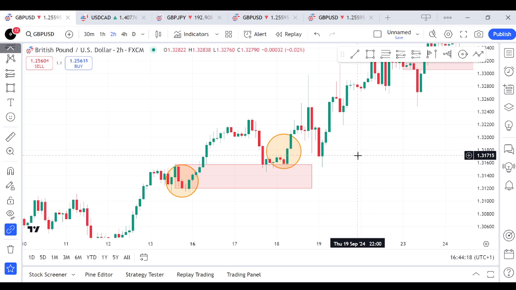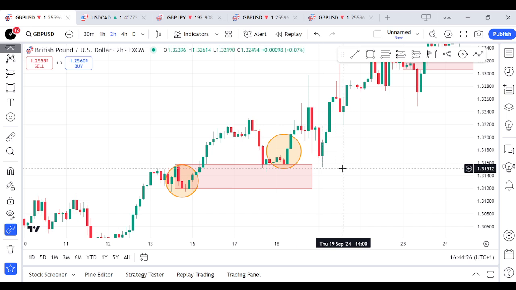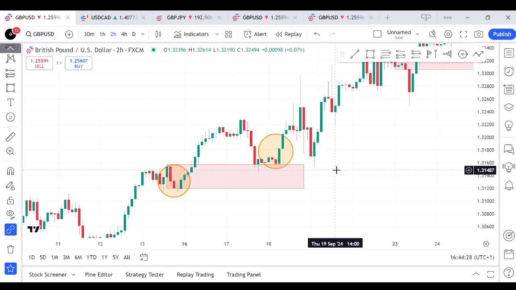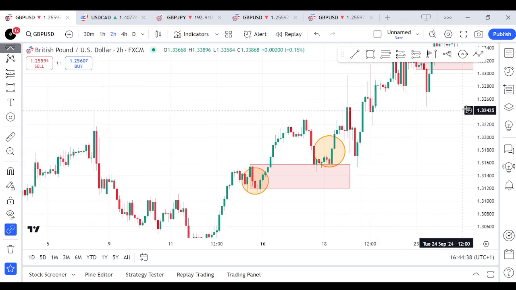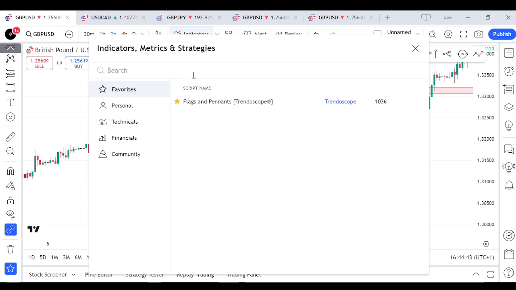So the next tip is to combine these double candlestick patterns with other indicators like your RSI, your Fibonacci, or your moving averages, and they can help you confirm whether the market is truly ready to reverse or continue in its current direction. For example, if you use the moving average, let me just add the moving average here.